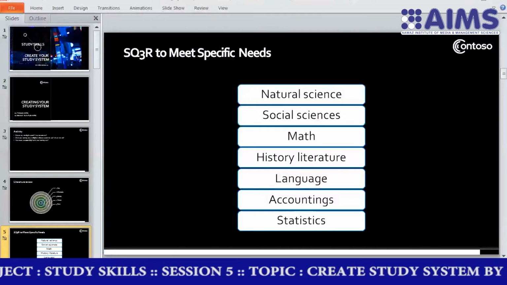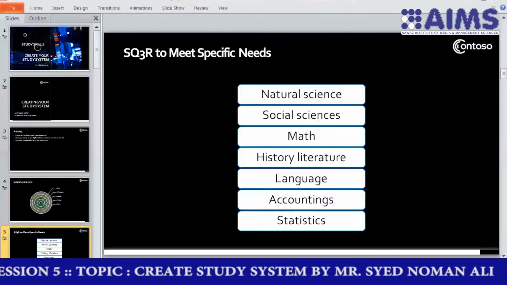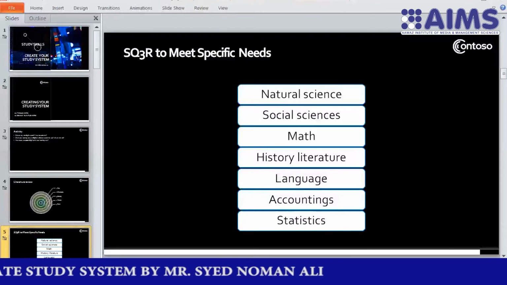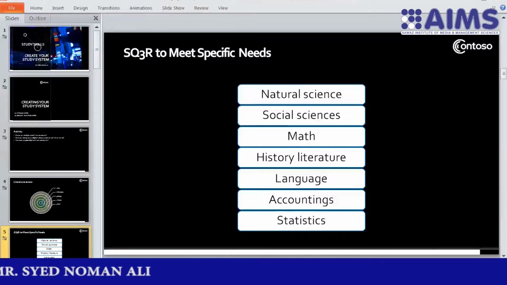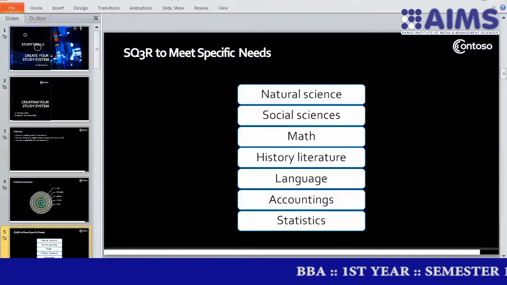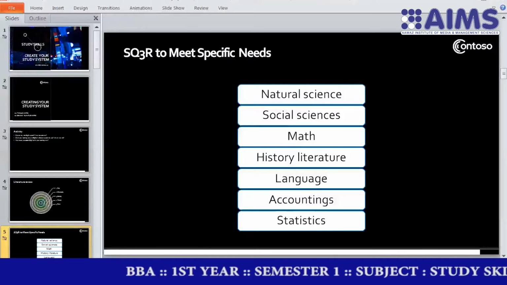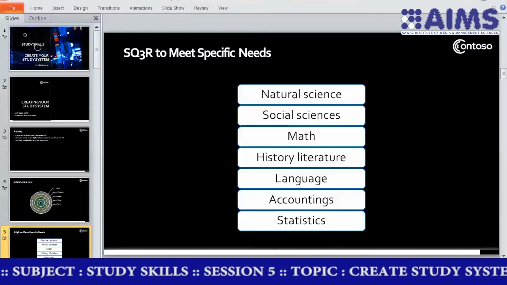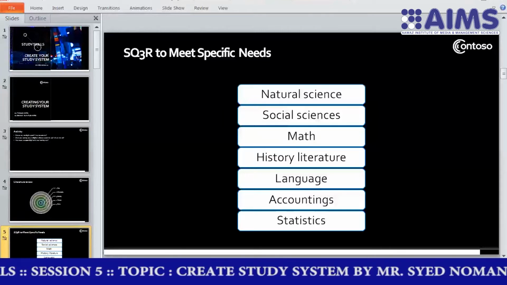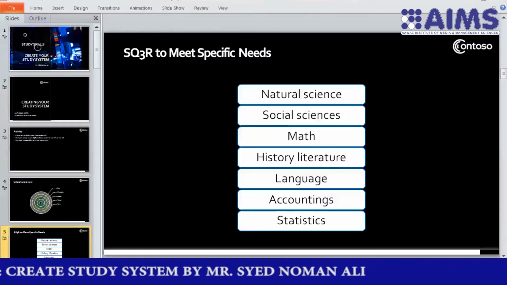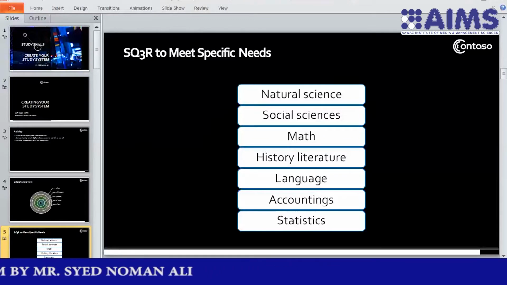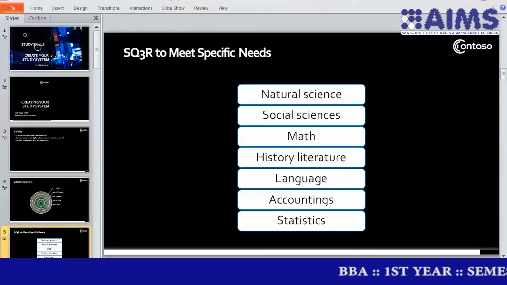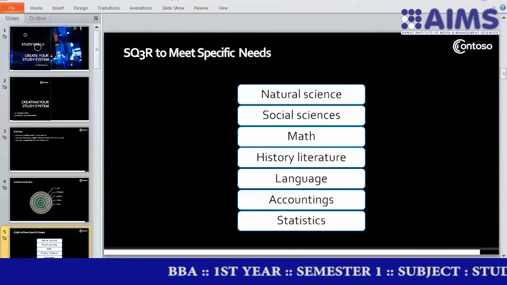There are different fields of academic studies. Natural sciences like maths, accounts, biology, zoology, all these are said to be natural sciences. Social sciences like history, sociology, psychology, these are the social sciences. They have different approaches. Maths is a quantitative subject, like maths, accounts, statistics. These have quite a different approach. And what is SQ3R? We will discuss it later on.